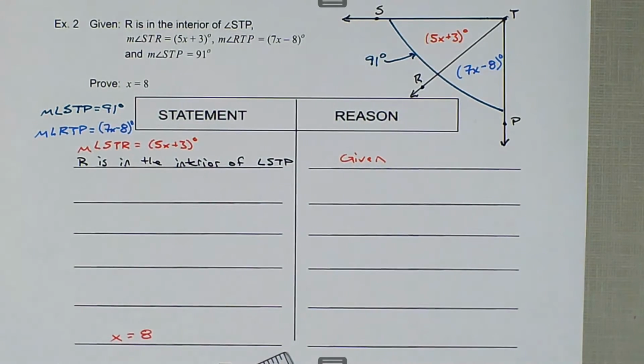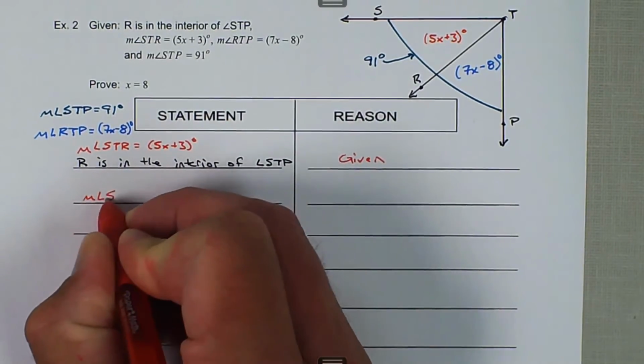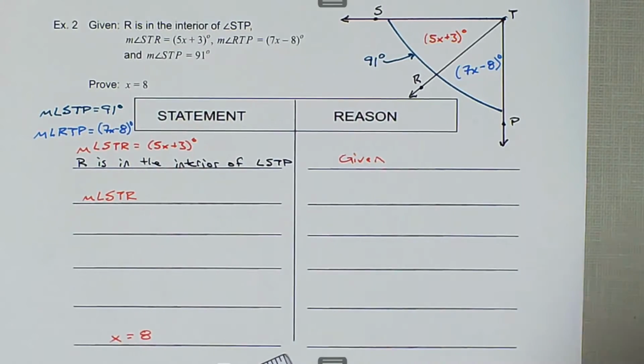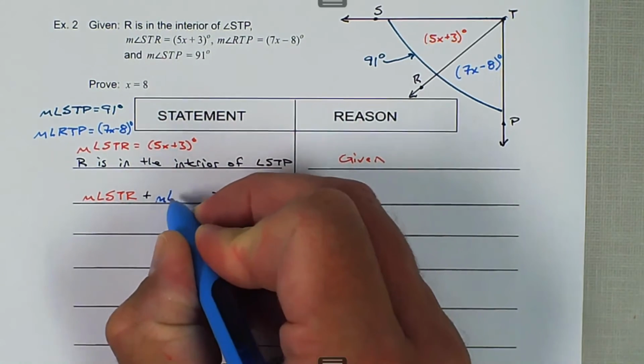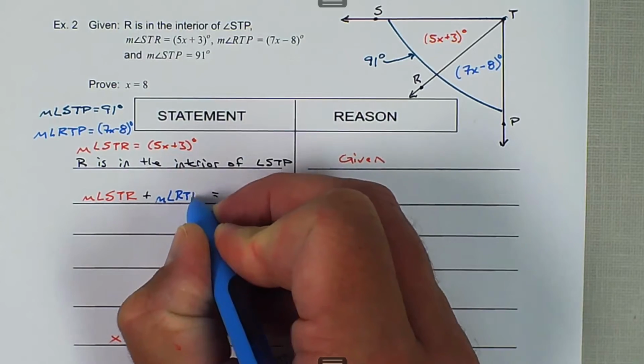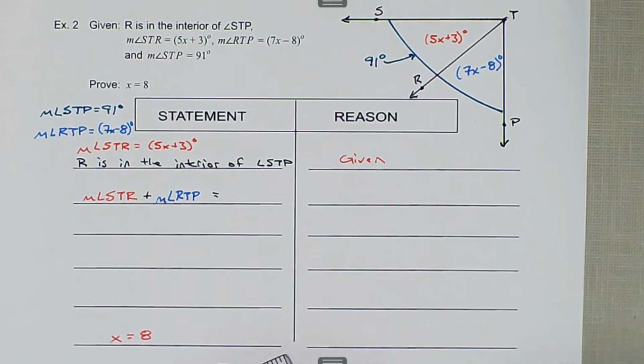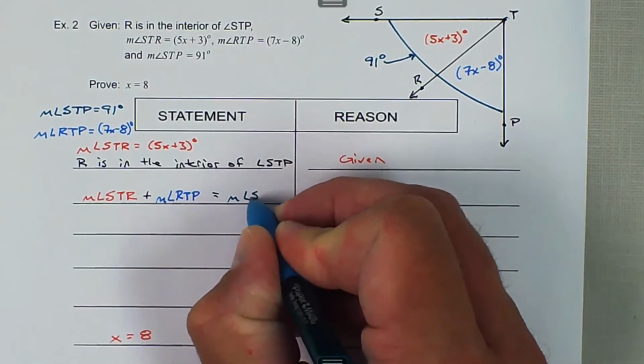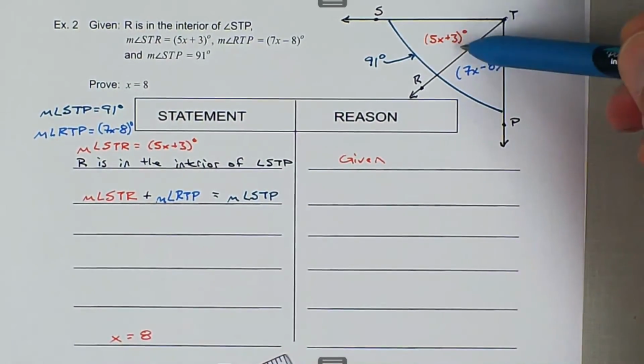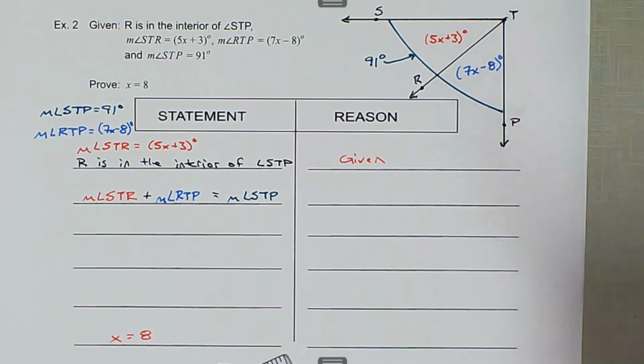Now we're on to steps 4 and 5, which are the statements and reasons. The first thing, and we've been practicing this, is we want to write the geometric equation that we can use. So here we have the measure of angle STR, and then we're going to add this to another angle, the measure of angle RTP, and that's going to equal the total angle, which is the measure of angle STP. So we took this red angle plus this blue angle and got the green angle. And the reason that we can do that is the angle addition postulate.